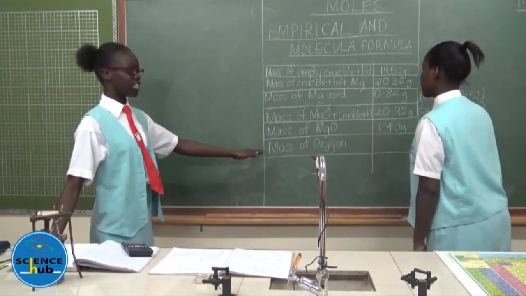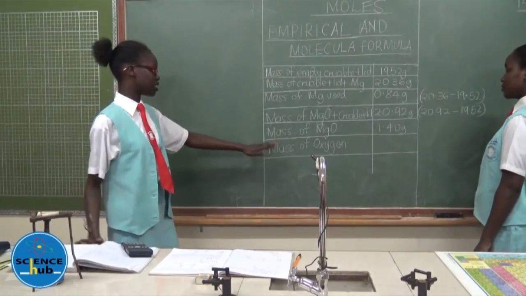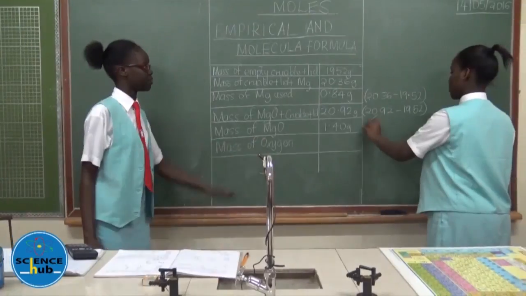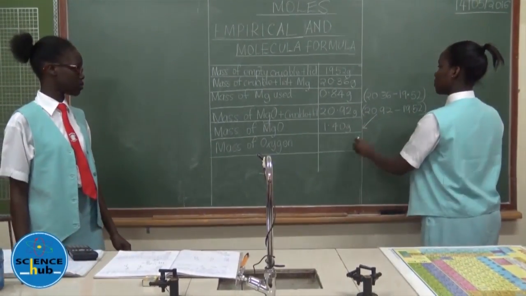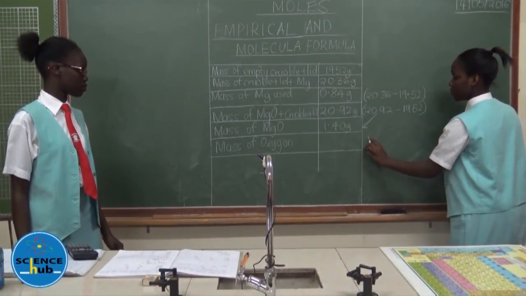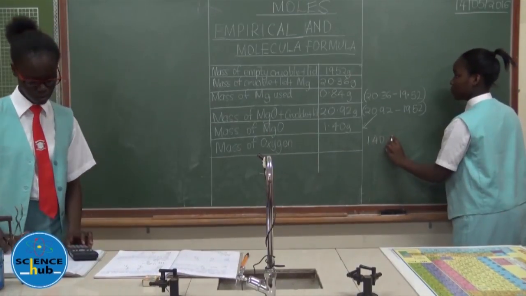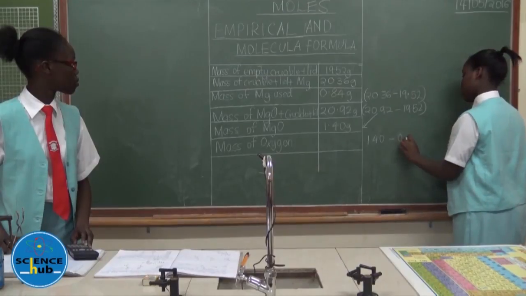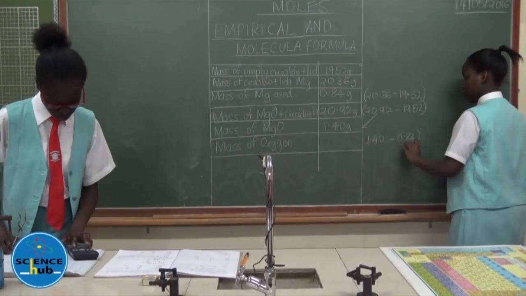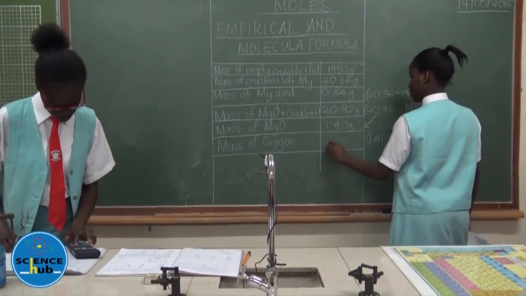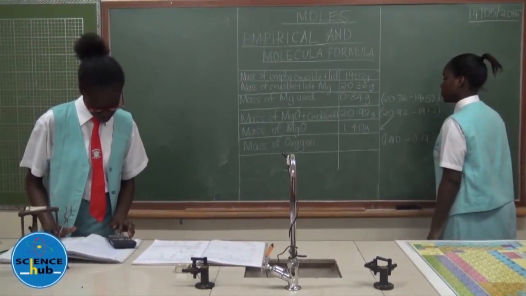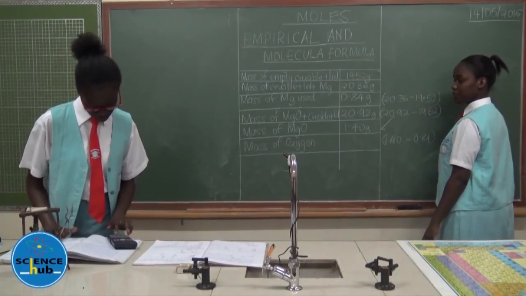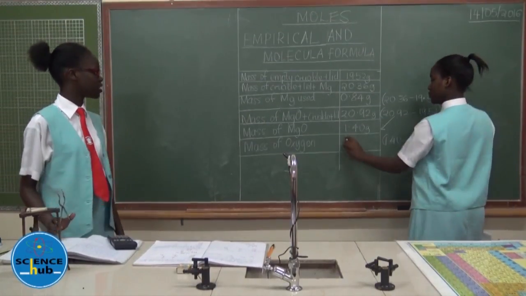The mass of the oxygen can also be obtained by subtracting the mass of magnesium from the mass of the magnesium oxide. Which is 0.56 grams.